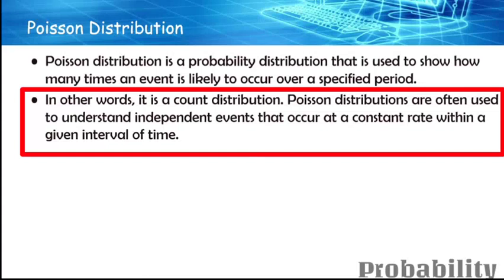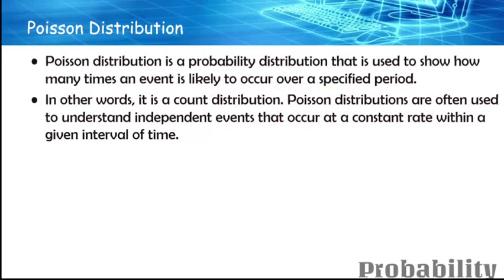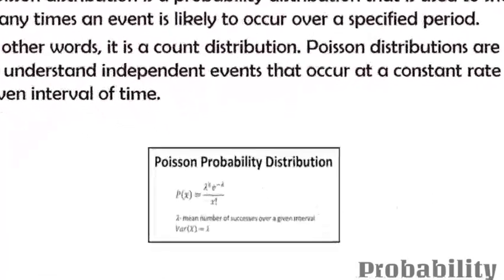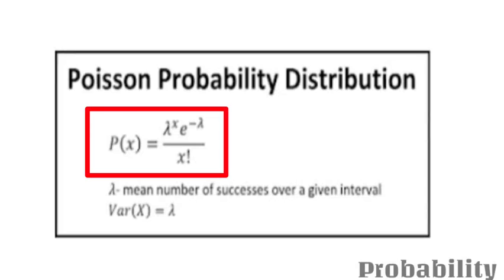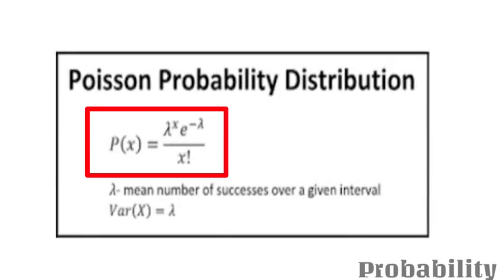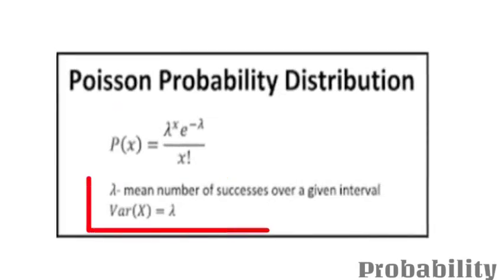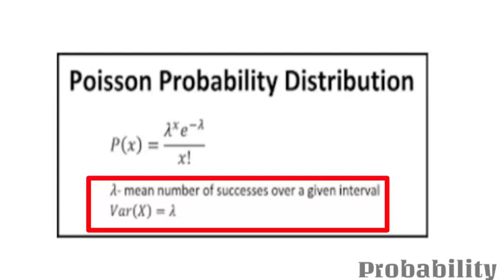Poisson distributions are often used to understand independent events that occur at a constant rate within a given interval of time. Maybe you have 10 seconds to toss the coin. You can find out on average how many times you can toss and what is the probability of getting all those as positive. The formula is p of x equals lambda to the power x, times e to the power minus lambda, divided by x factorial, where lambda is the mean of the successes over the given interval.